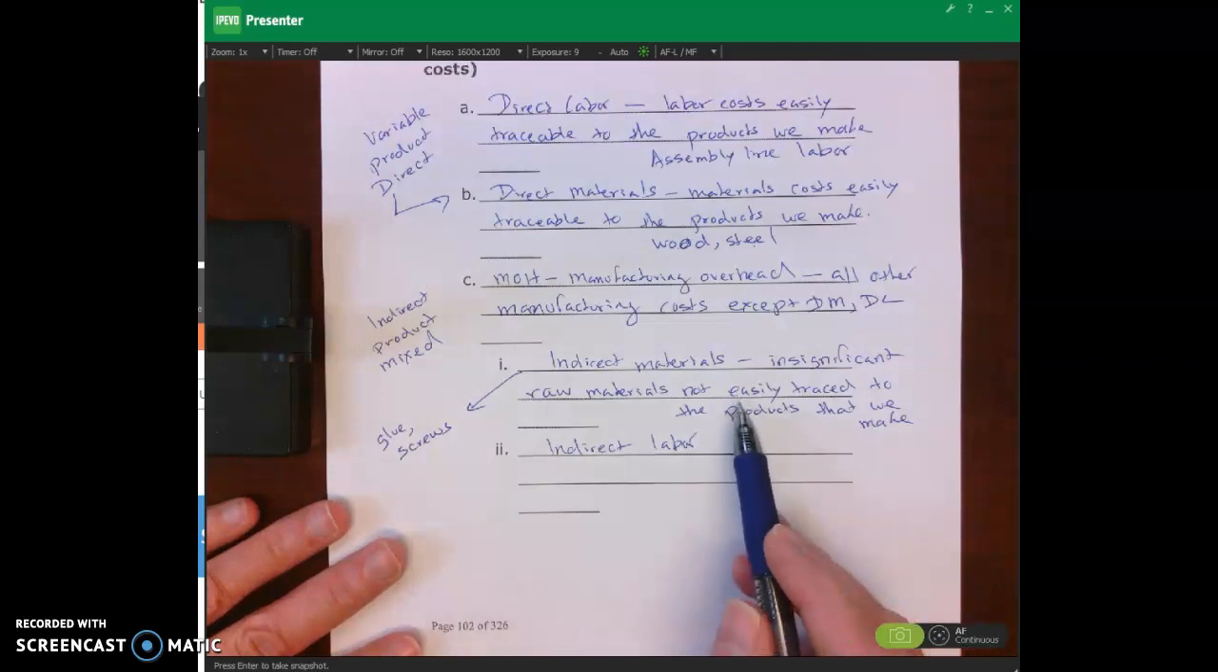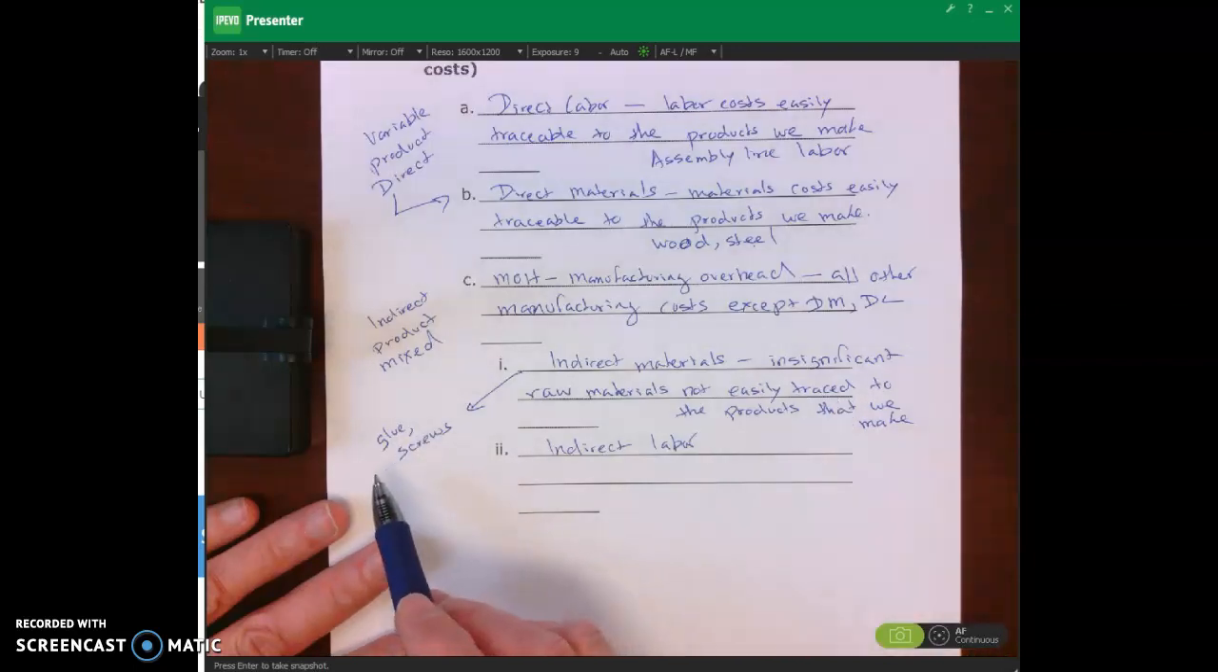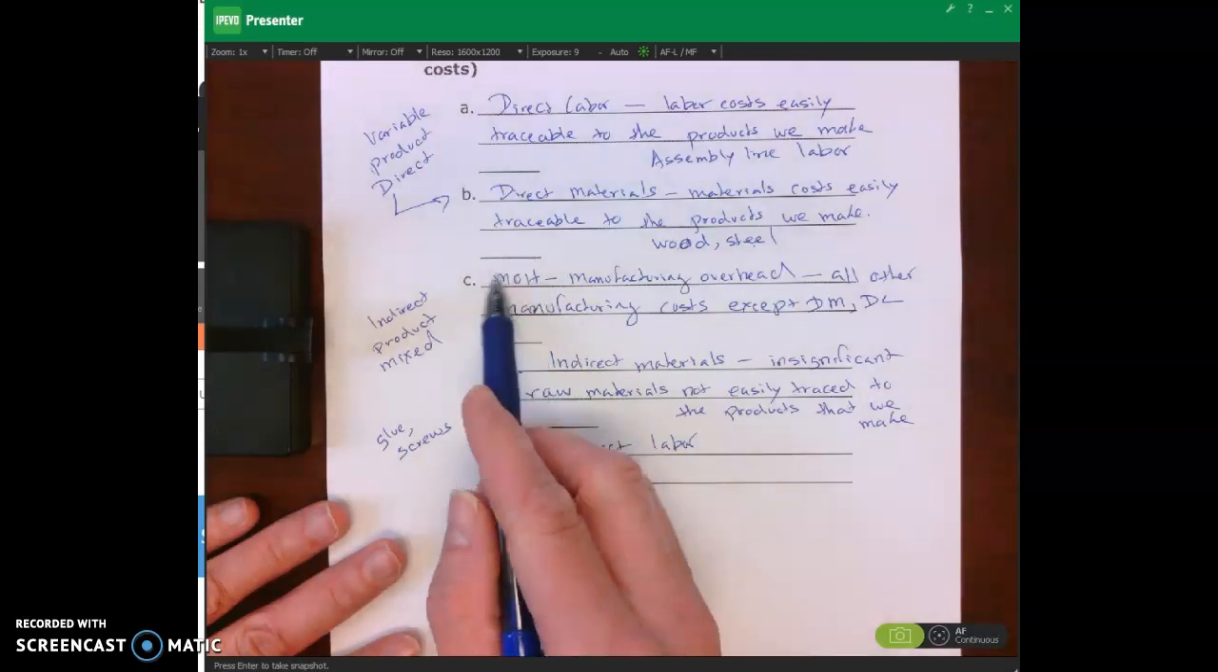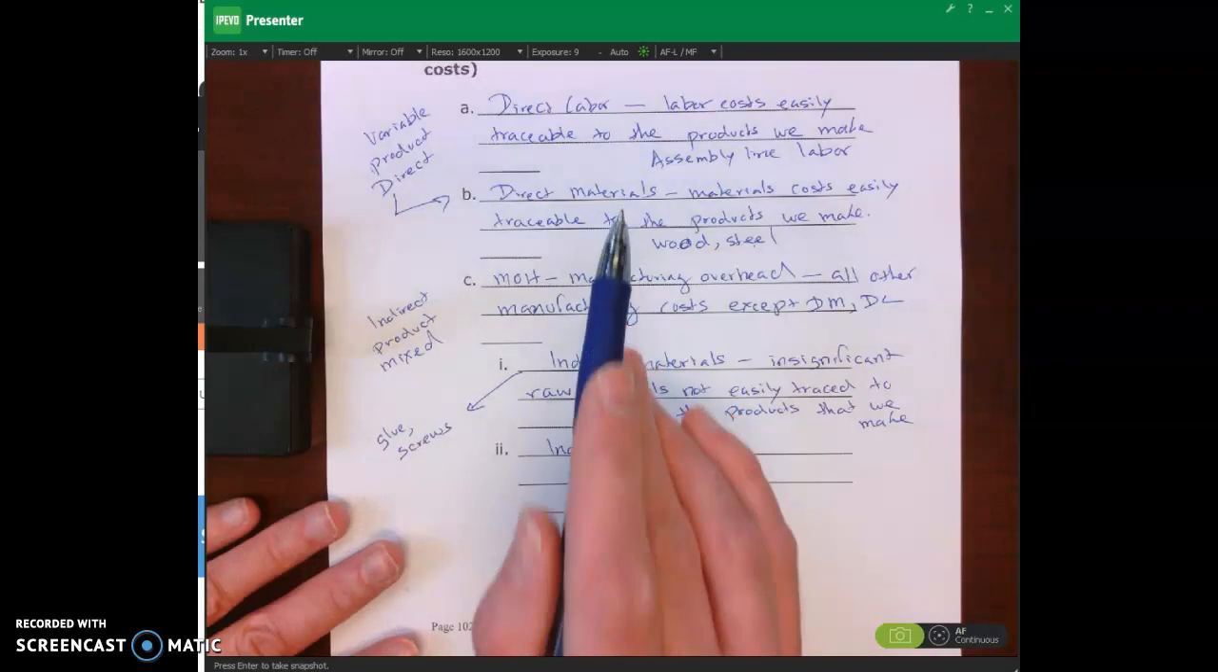Okay, so it's indirect because we can't easily trace how many screws and how much glue we use to make a ship or to make a table. It can be difficult to easily trace all those indirect materials to those products. So we throw it into manufacturing overhead, and as we'll see in a future lecture video, we will allocate out that overhead to the products that we make. But it's not easily traceable to the products that we make, unlike direct materials.